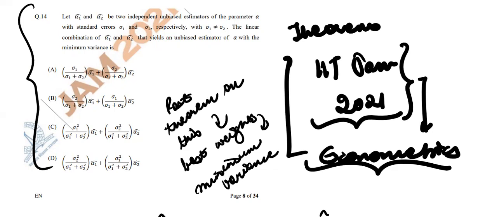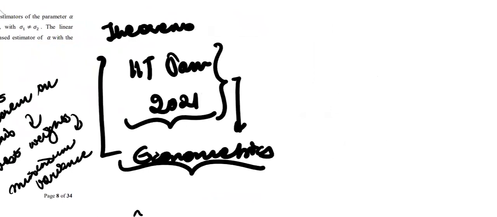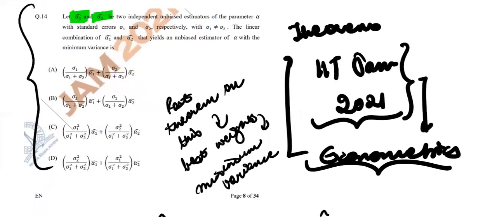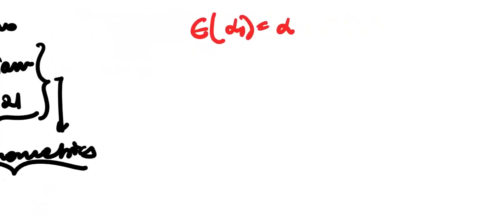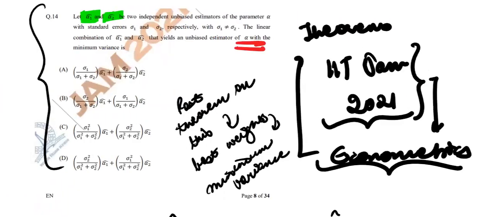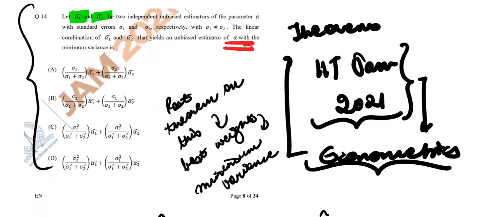Okay, so just try and see this. It says that alpha 1 and alpha 2 are two independent unbiased estimators. Because alpha 1 is an unbiased estimator of alpha, I know that the expected value of alpha 1 is alpha. I also know that the expected value of alpha 2 is alpha. It's given to me. These are independent unbiased estimators.